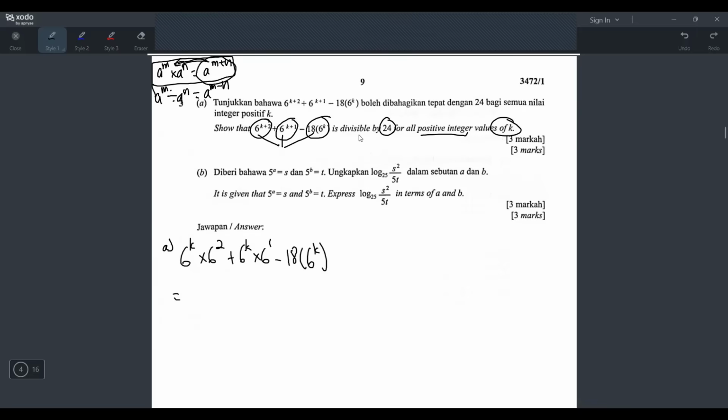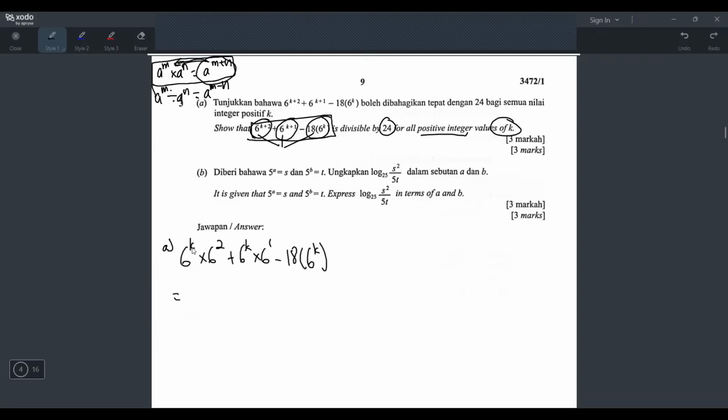Maybe some of you will get confused by this. Hey, sir, what is divisible by 24? Don't worry about that. If the exam question asks you to show that it's divisible by some number, they just want you to simplify until the end, and if your final answer can be divided by 24, then it's shown. That's all. Don't worry too much about all this. What you have to worry about is just simplifying this to the simplest form. You don't need to get confused. Just simplify to the simplest form, then can already.